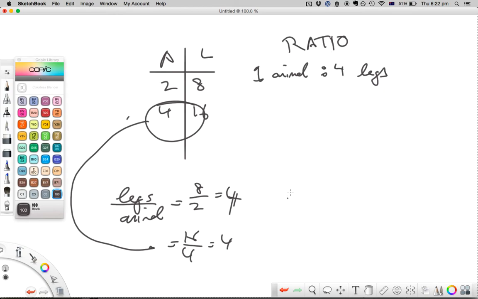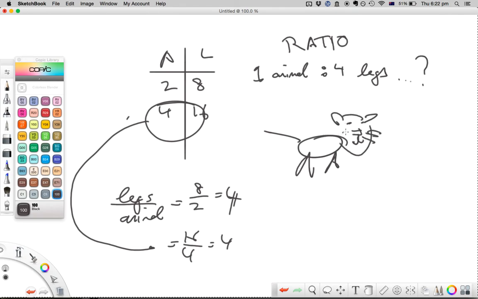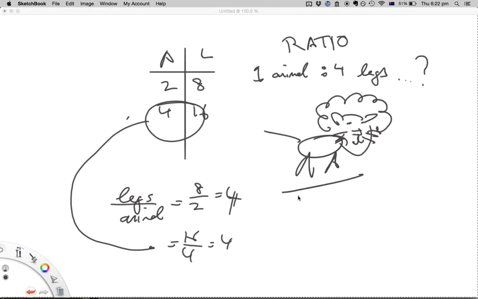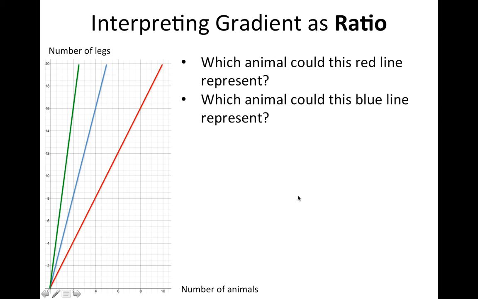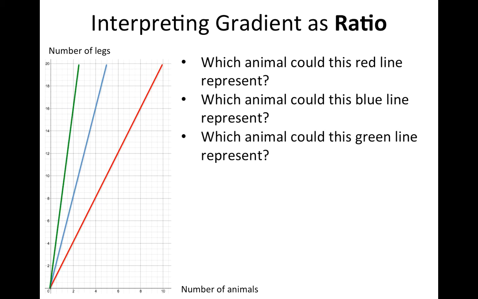What animal could this be? Well, probably some generic animal that looks something like this. Maybe it's a cat. Maybe it's a lion. Anyway, it's got 4 legs. What about this final animal? Which animal could this green line represent?